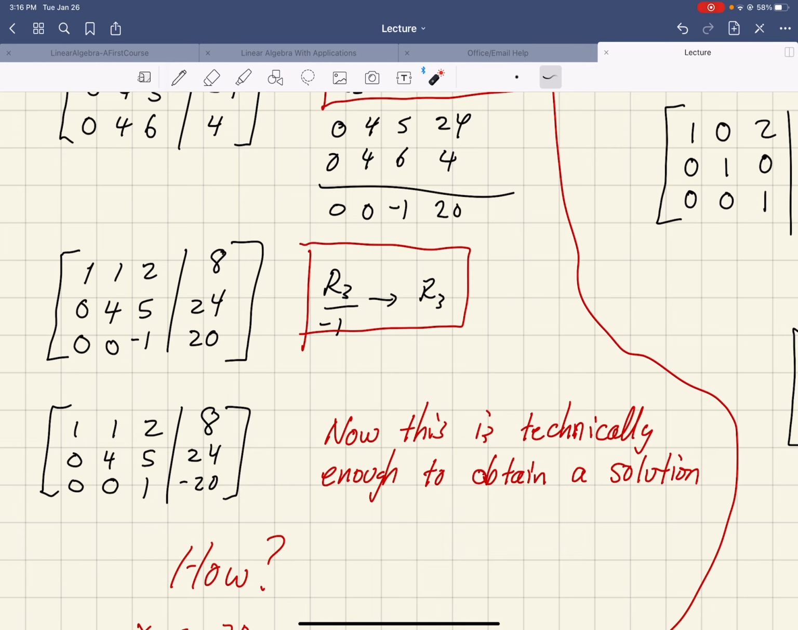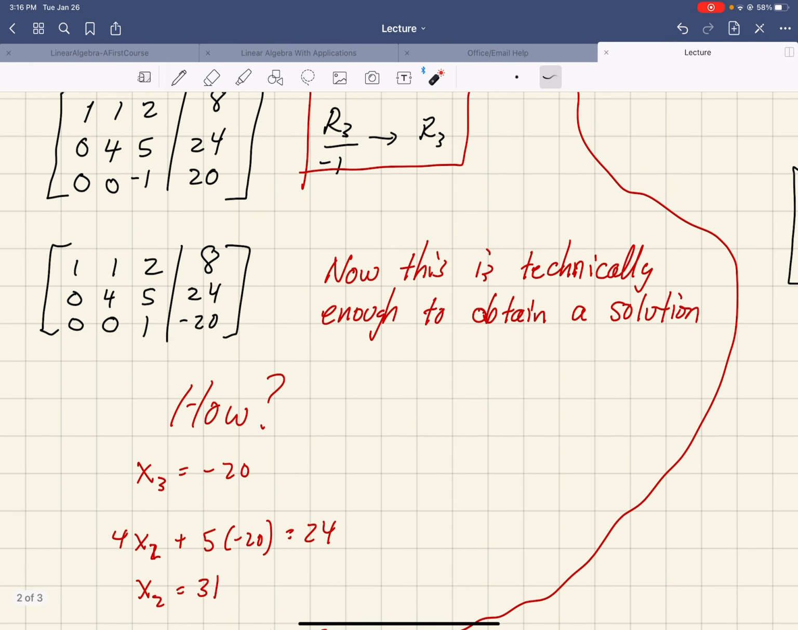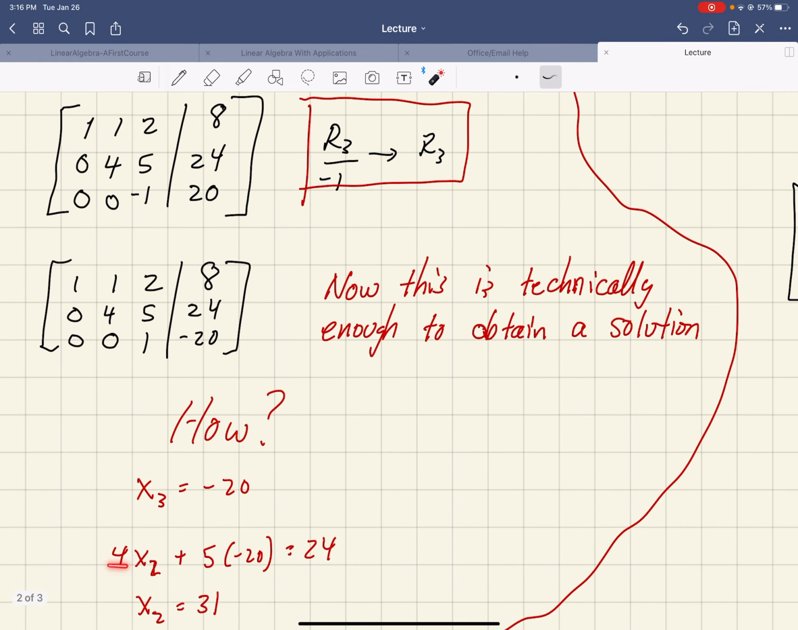So how do you do that? Here's how. This last row says no x1s plus no x2s plus 1x3 equals -20. Or just x3 is -20. So I already know x3, or z if you want to. Now this row says no x1s, 4x2s plus 5x3s is 24. So 4x2 plus 5x3, where I now know x3 is -20, is 24. That's -100. If you add it, you get 124. 124 divided by 4 gives you an answer of 31.